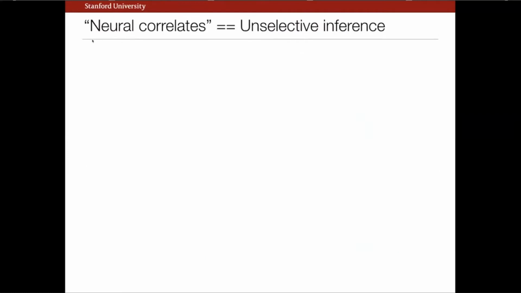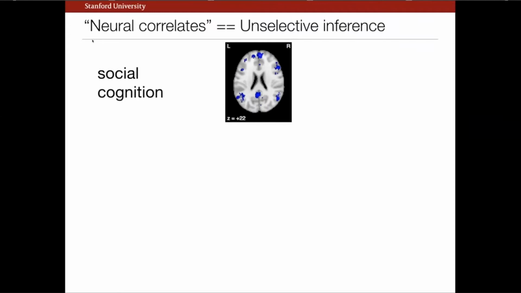So the strategy that we've been using for mapping mind to brain is fundamentally unable to give us the kind of answers that we want. I call this the neural correlates strategy, which I want to argue is an unselective kind of approach. So let's say that you're a researcher who's interested in social cognition, and you do a study and you find a map. This is actually the social cognition meta-analysis from Neurosynth.